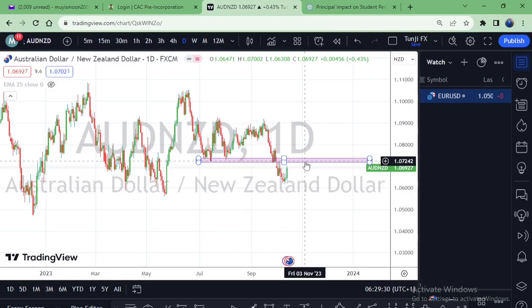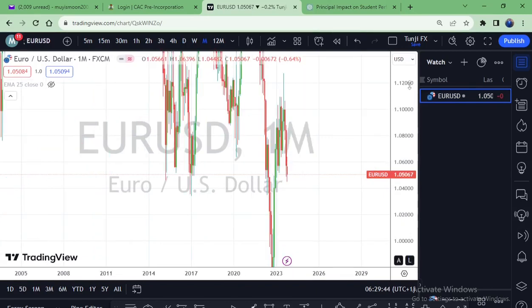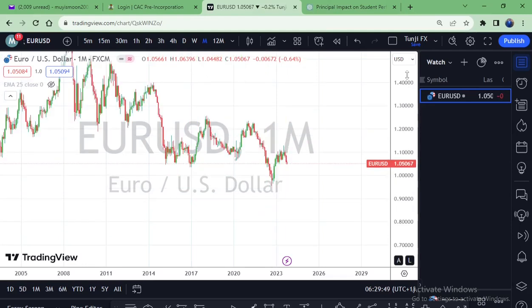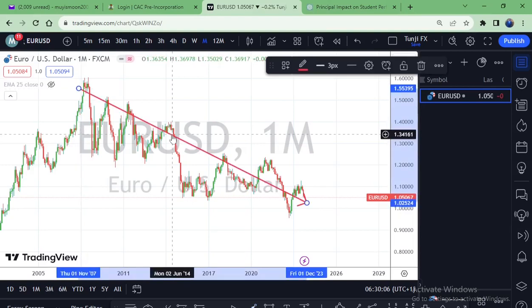So EURUSD, looking at it from the monthly perspective. Like we always do every week, look at the market using a top-down analysis. If you look at this trade, you see the trend line. The trend is clear. That is a downtrend. There's no doubt. So that's for monthly.